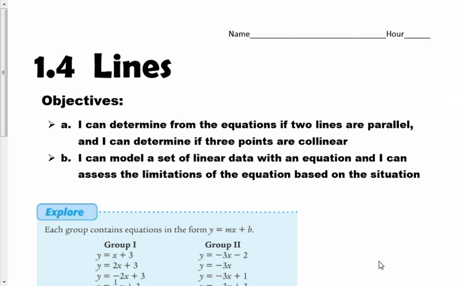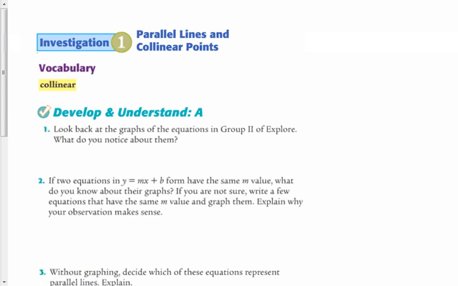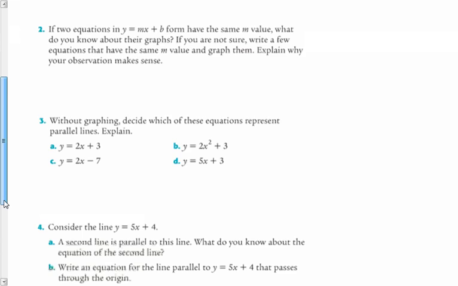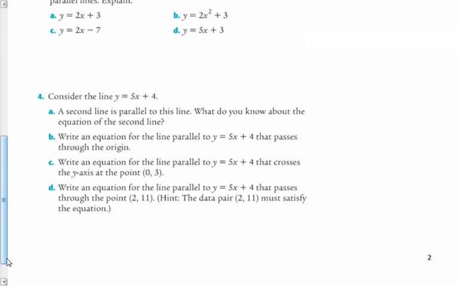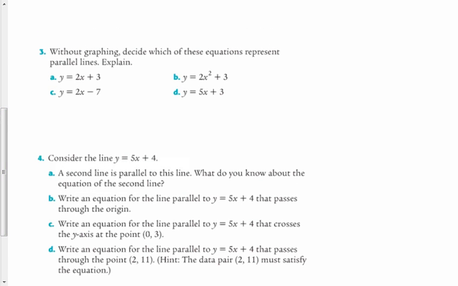All right, first thing we're going to do is skip to the next page and go down to number 4. Actually, let's do number 3 first. It says, without graphing, decide which of these equations represent parallel lines. So if we could graph these lines, it'd be pretty easy to tell if they were parallel.